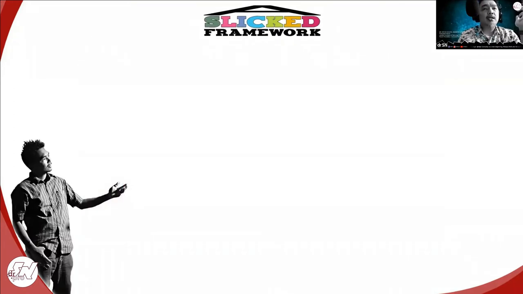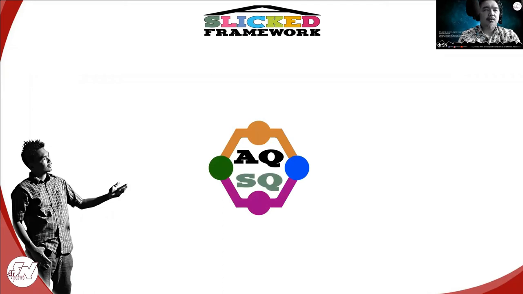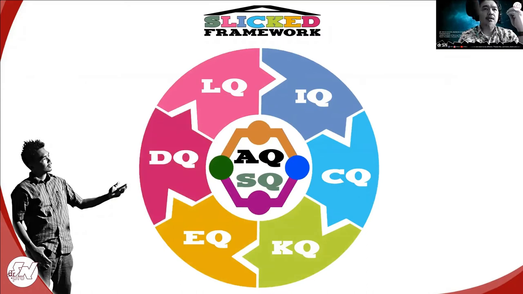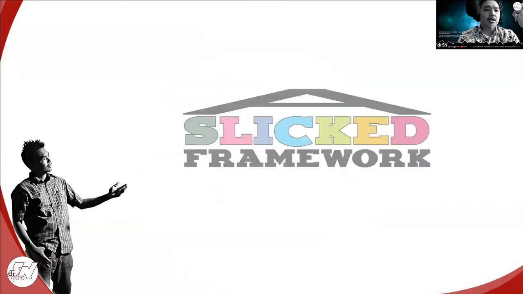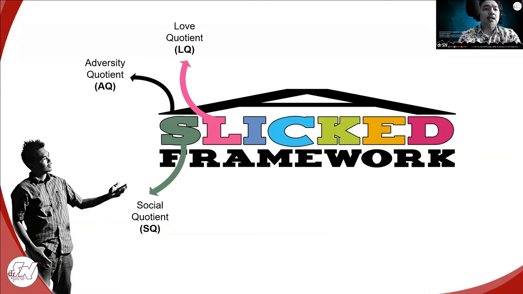Okay, so when I talk about my personal framework, I call it SLEEK. Okay, SLEEK, it shows something, this figure, and each of them has its own explanation. This one, SLEEK. Okay, A is for adversity quotient, and then S for social quotient, L stands for love quotient, I for intelligent quotient.